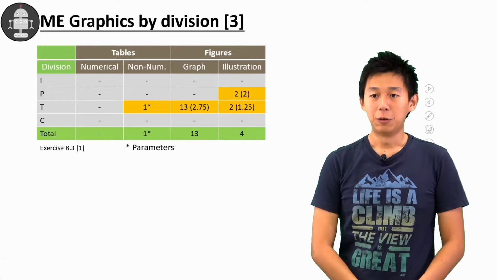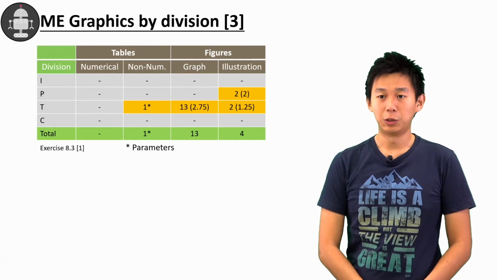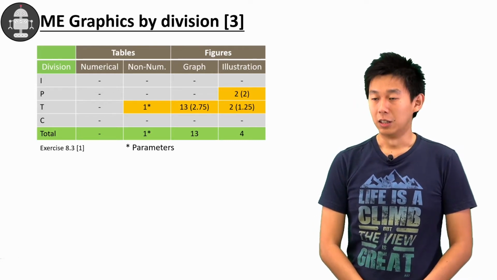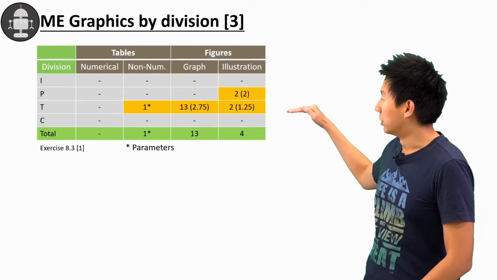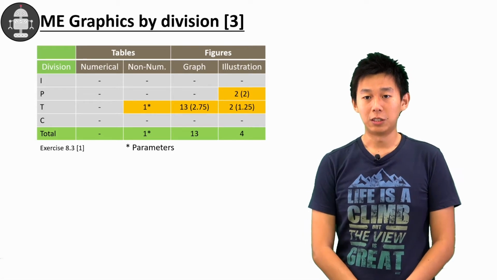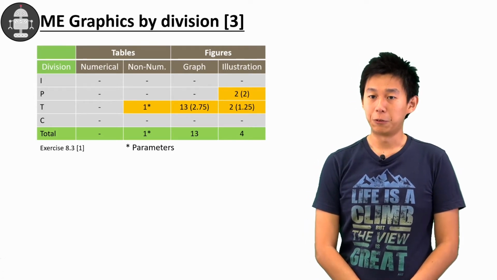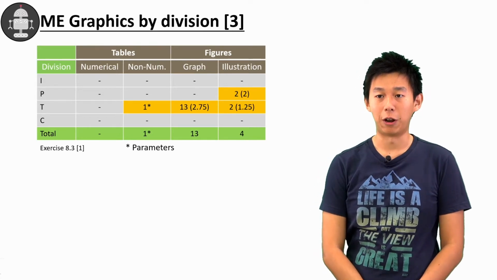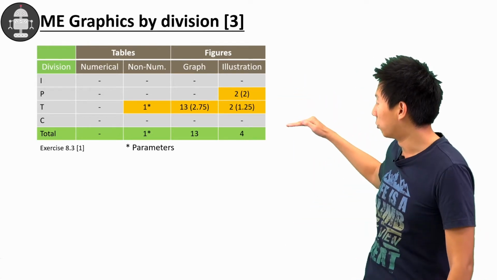And right now, we want to look at the relationship between the tables and figures and the IMRaD divisions in this case. As you can see, most of the figures and the tables belong to the testing divisions, but only a few belong to the process division, and there are no tables or figures in the introduction and conclusion divisions.